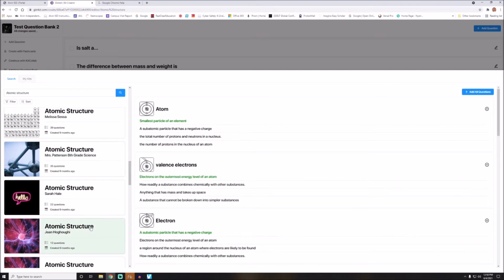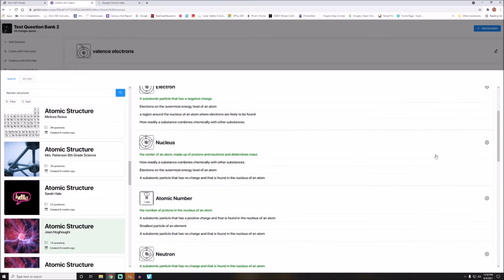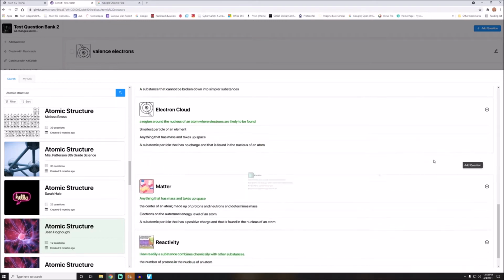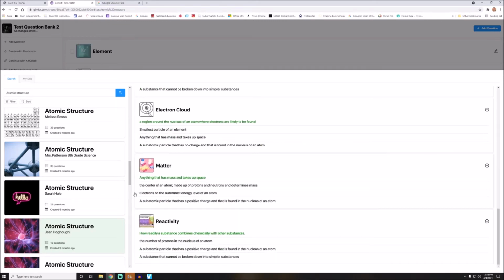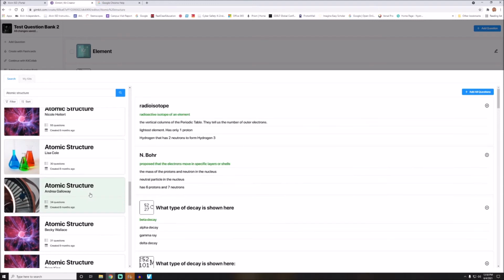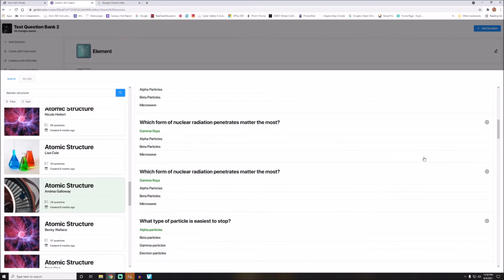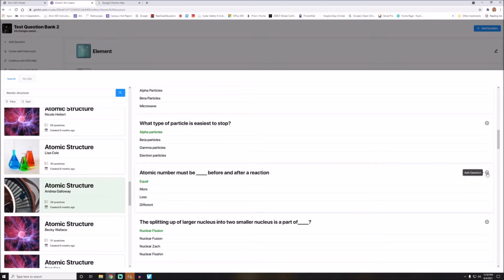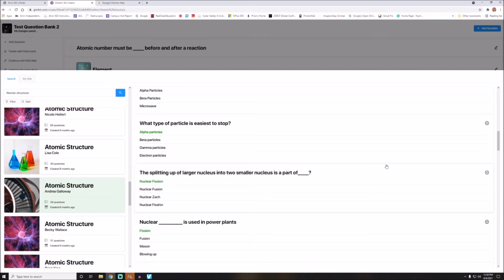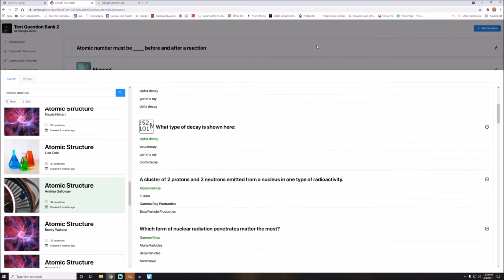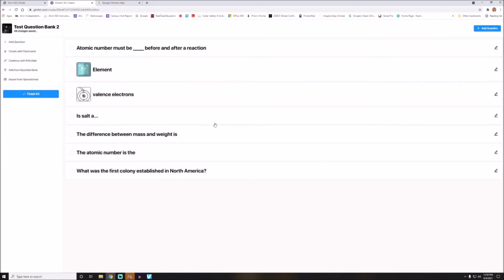And then from this one, I want to add this question, and this question, and no study of atomic structure would be complete without this other randomly selected question that I'm adding to my question bank. So there, I've added those questions. Let's hop back up here and take a look.